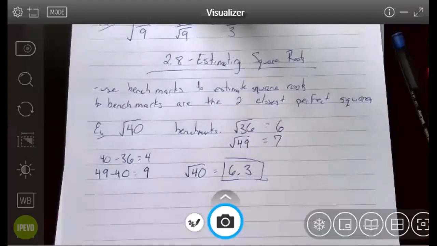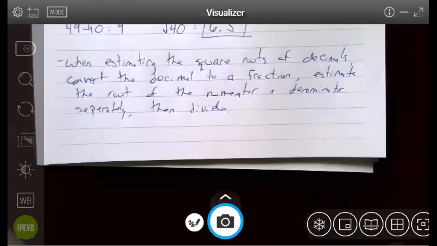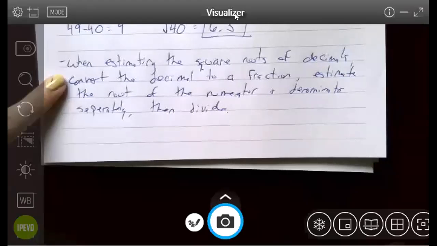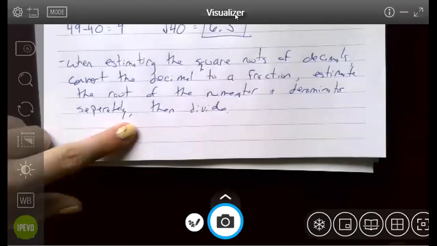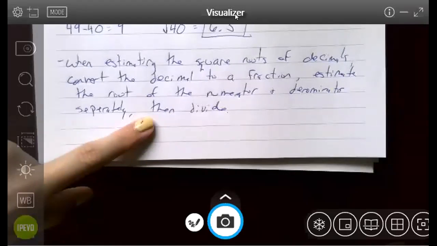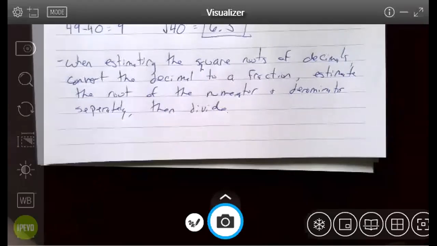Okay, let's look at how to estimate with decimals. If you're estimating the square roots of decimals, you start by converting the decimal to a fraction. Then, just like we did at the start of this lesson in 2.7, we are going to find or estimate the square root of the numerator over the denominator. So you separate them and do them separately. And then our last step will be to actually divide those two numbers that we get. So I'll show you an example of what that would look like.